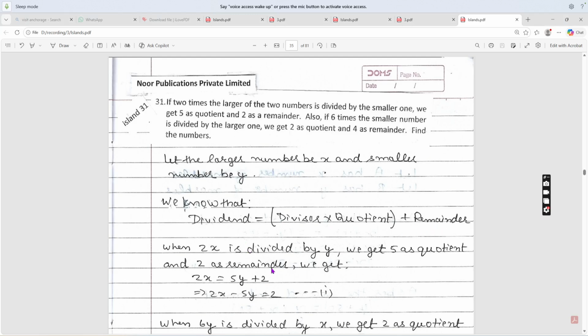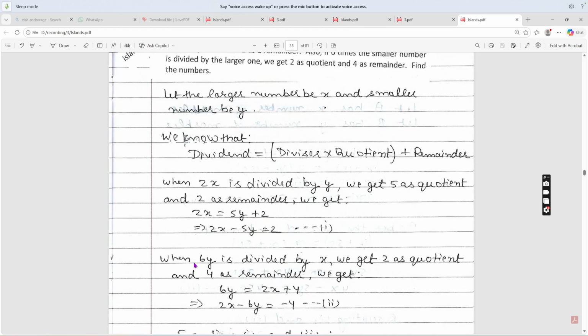Now see, remainder is given, quotient is given 5 and the divisor is y. That is what we have let here, as 2x is divided by y. So whatever is going to divide 2x is going to act as a divisor, simple. And whatever is going to be divided, that is acting as dividend, which is equal to 2x, simple. So 2x is the dividend and y is the divisor. Quotient is given 5 and remainder is 2. So this is our first equation. That can be represented as 2x minus 5y is equal to 2.